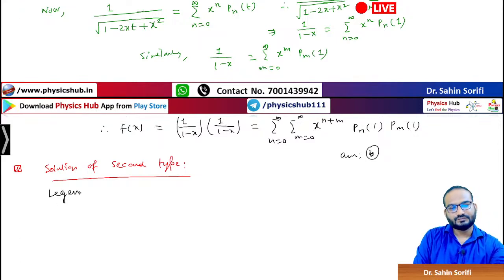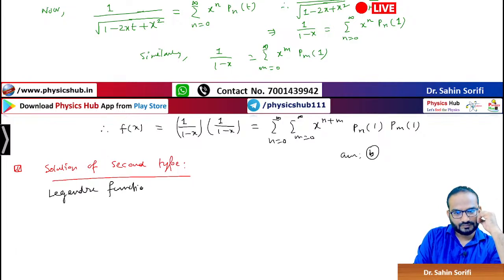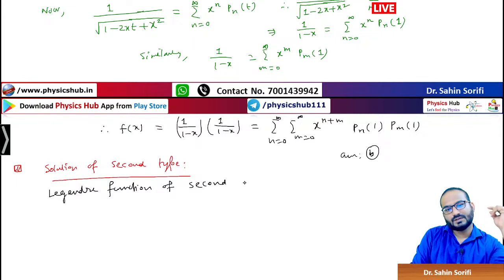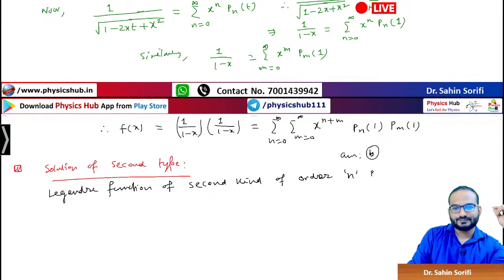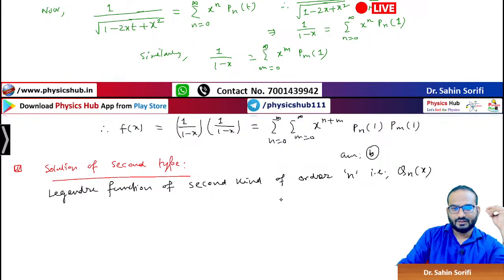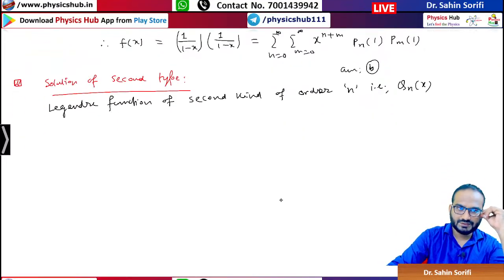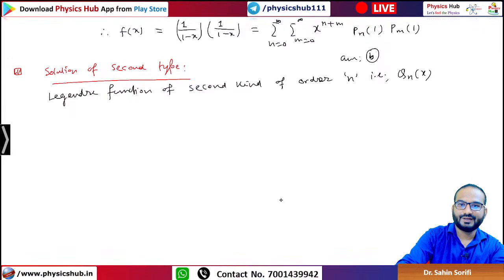Look, Legendre function of second kind of order n, it is denoted by Qn of x. Now you need to know about the first few values of this Qn of x.